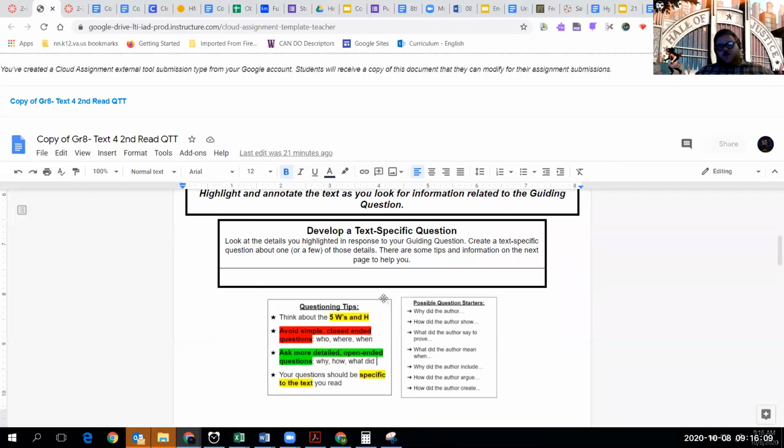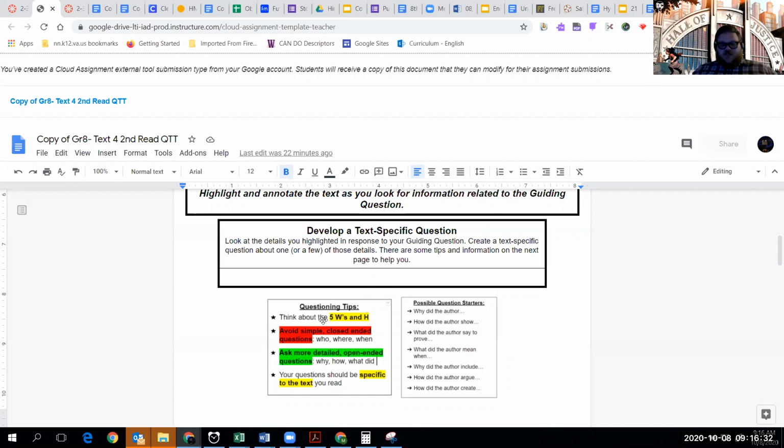Remember open and closed questions? Open questions require a detailed response. That's the type of question that you want. Closed questions are the ones that are yes or no or one or two word answers. They're not bad questions, but they are weaker questions, and they don't help us actually close read. So use an open question.